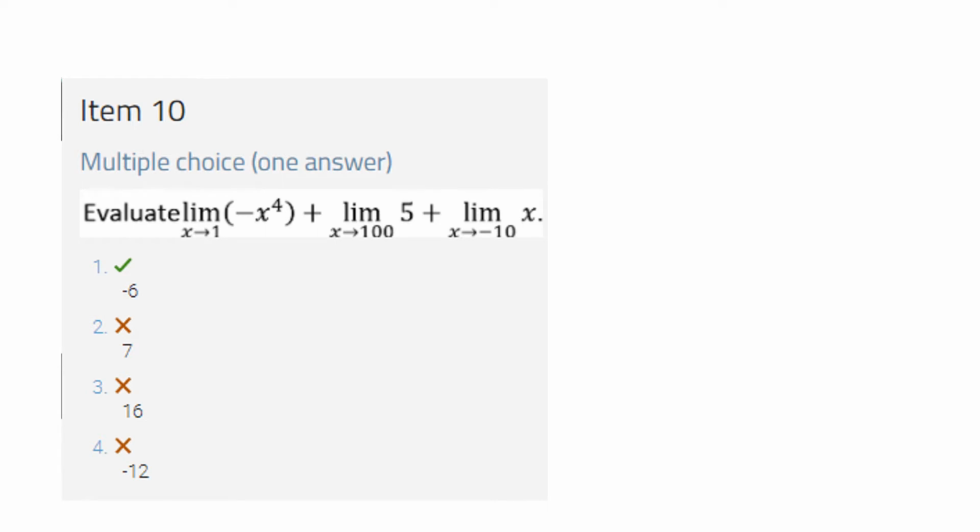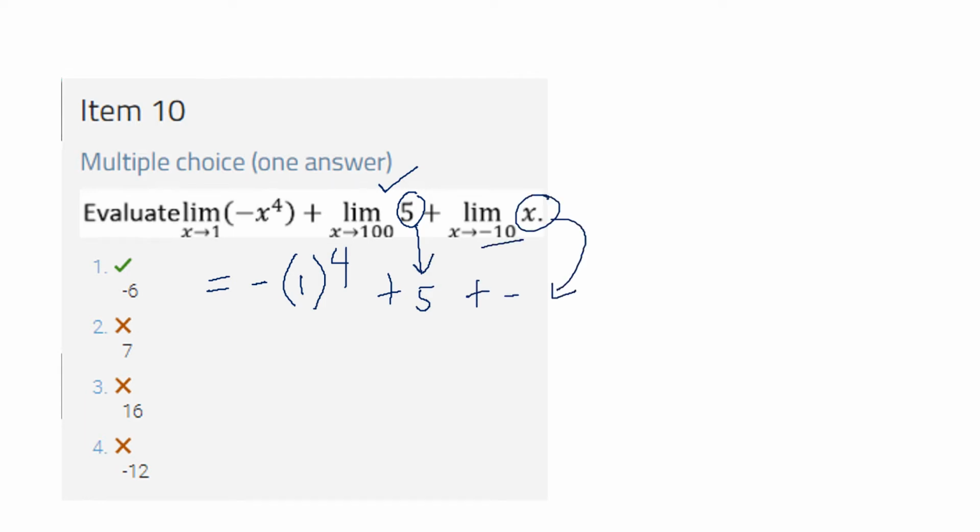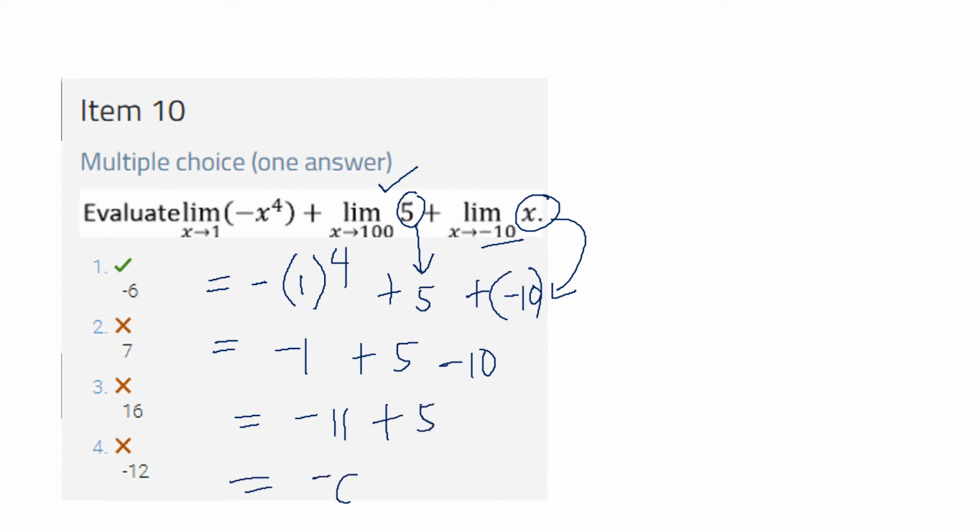Number 10, evaluate. Here we just do substitution. So minus 1 raised to 4, plus this one is a constant, so 5 remains 5. And this is the identity function. If this is negative 10, then it is negative 10 as well. Okay, so negative 1 plus 5 minus 10 will give us negative 11? Combine the negative numbers, negative 1 and negative 10, then add it to 5. The answer is negative 6.